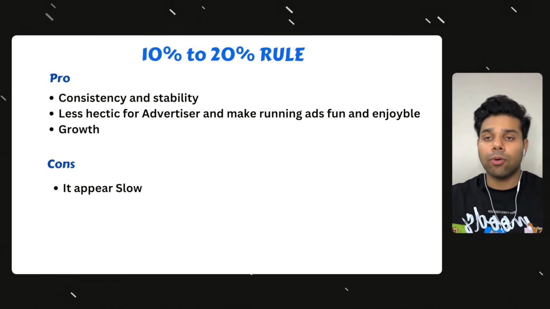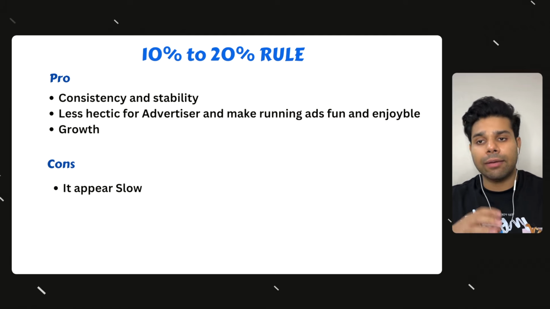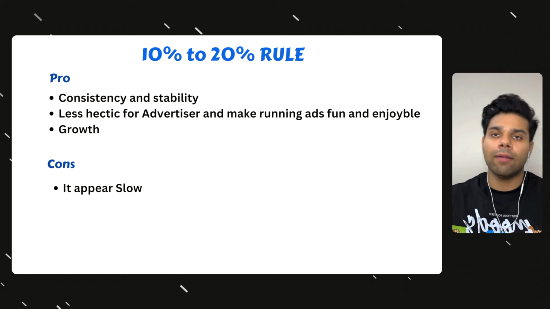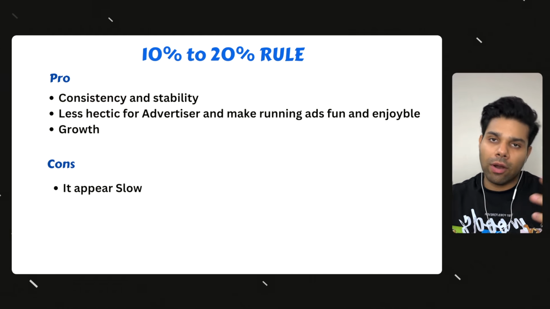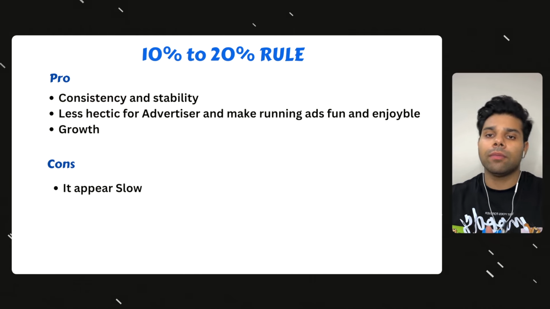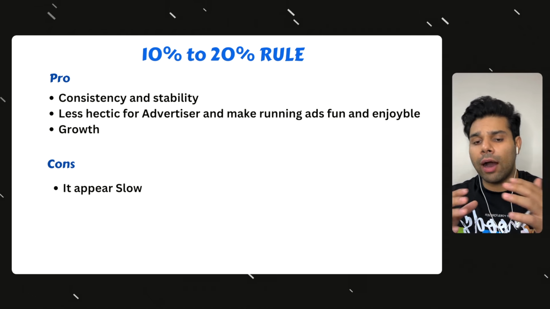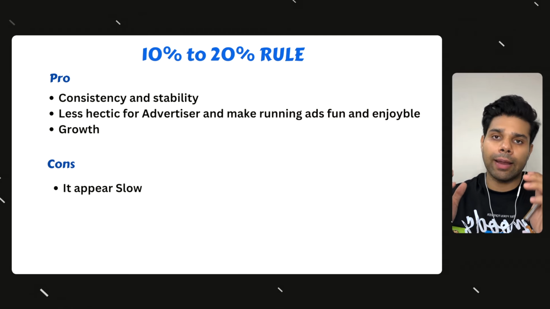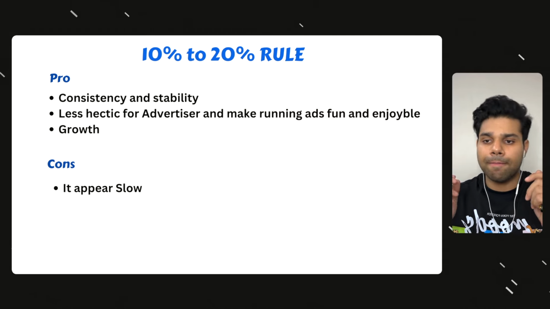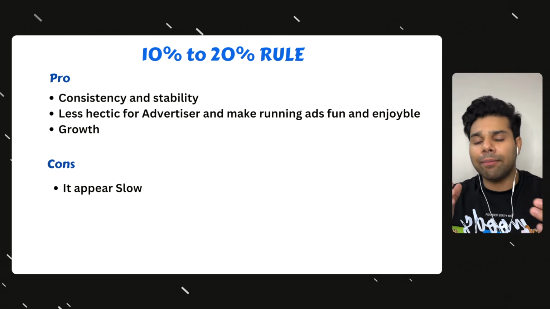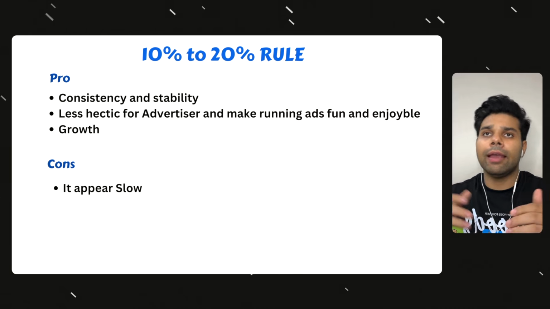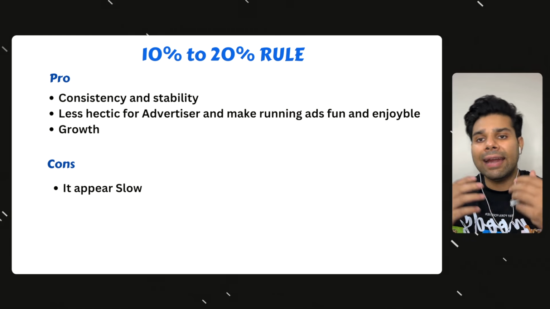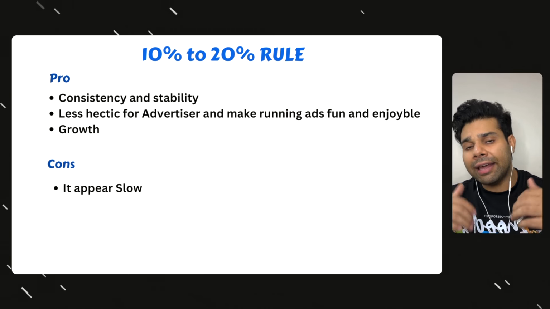Pros and cons. Pros: consistency and stability. Less hectic for the advertiser, and it makes running ads fun and enjoyable. It leads to growth. What is the con? It appears slow. When you use this method, you are increasing the budget really slowly. For example, if you are spending $100 or $1,000, you increase the budget by 10% to 20%. It will be $120 or $1,200. It is easy to lower down the budget and increase the budget.